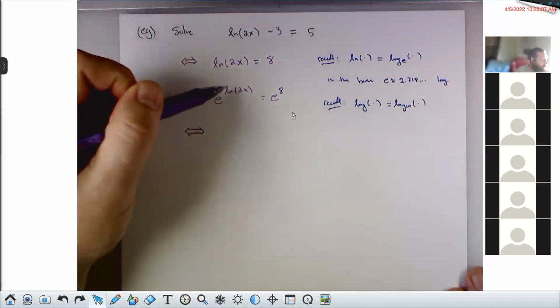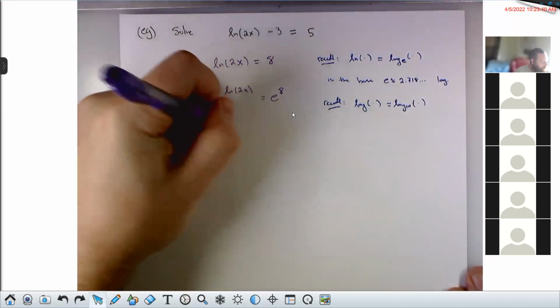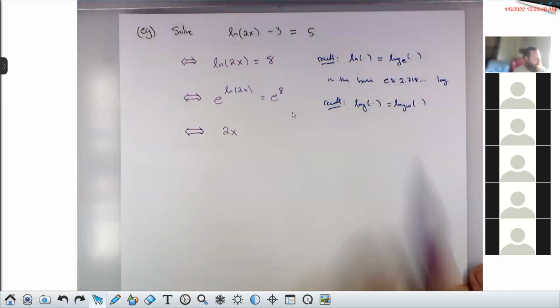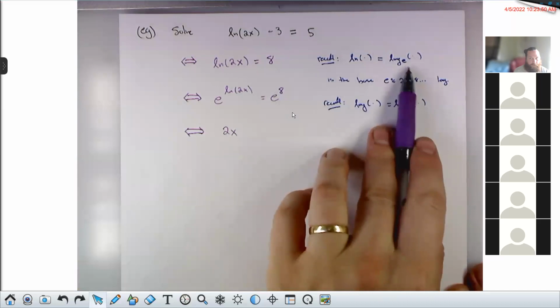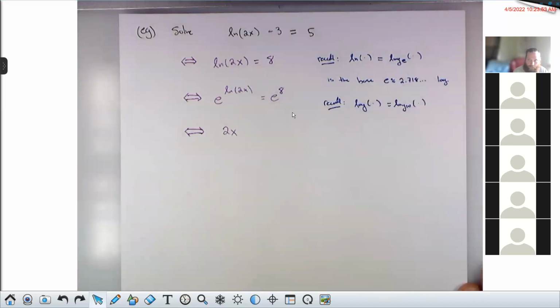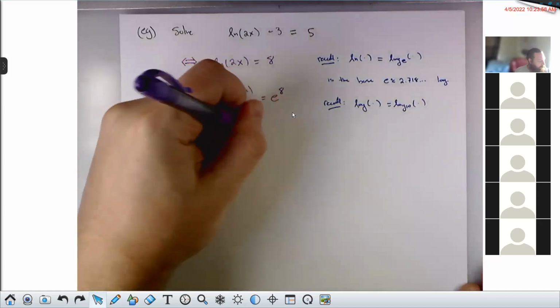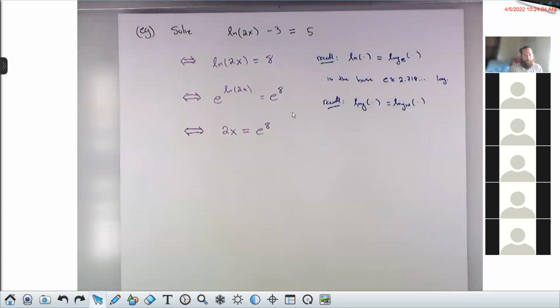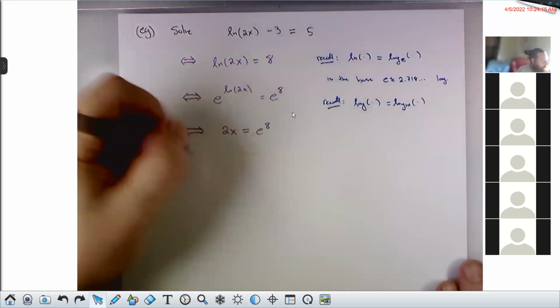So then e raised to the ln of 2x is just 2x, because this is like e raised to the base e log of 2x. In your mind, you can always replace ln with log sub e. And if you want to write it that way, to keep it straight in your head, that's okay. There's nothing wrong with doing that. On the right-hand side, e to the 8 stays e to the 8. And then finally, I can divide both sides by 2.